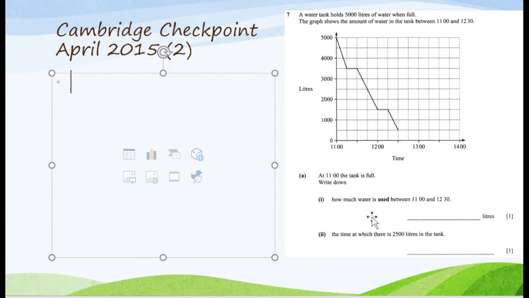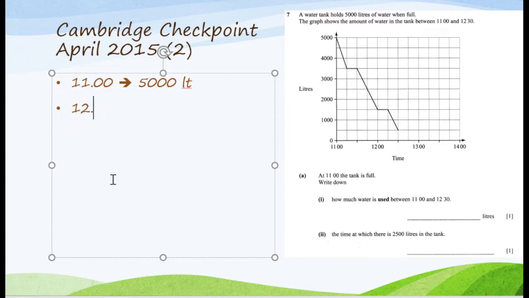And then after that, we will see. At 11 and 12:30, the water is used. So you need to know how many liters at 11 and how many liters at 12:30, right? So 11, how much? We know already. 11 in liters will be 5,000. And then after that, 12:30, we will see.